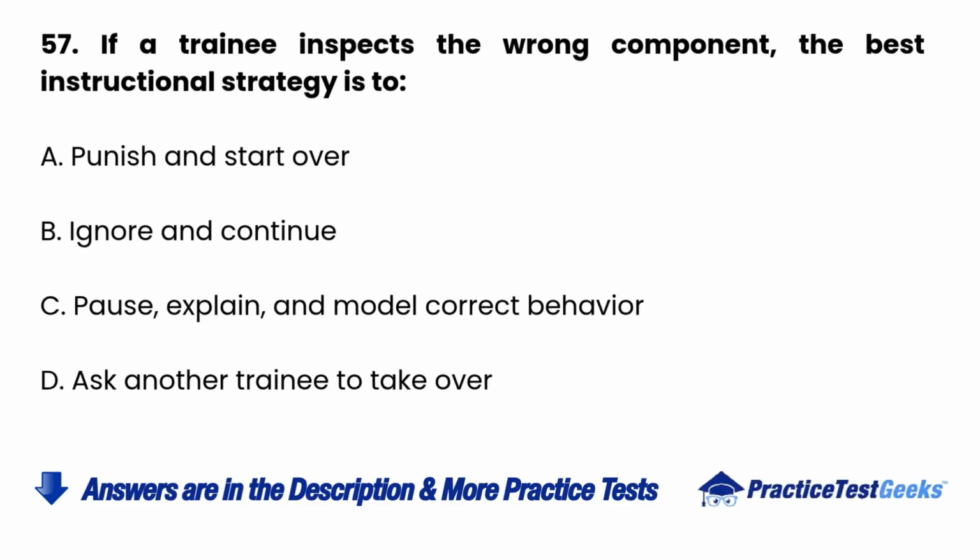57. If a trainee inspects the wrong component, the best instructional strategy is to A. Punish and start over. B. Ignore and continue. C. Pause, explain, and model correct behavior. D. Ask another trainee to take over.